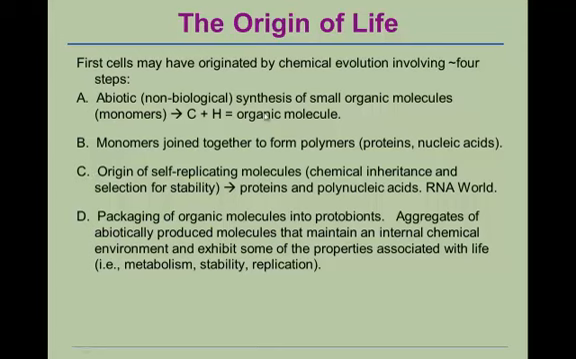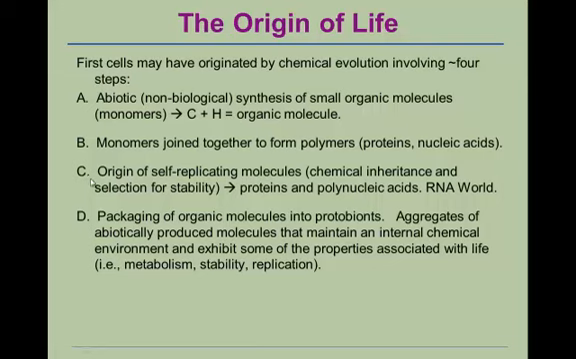Step A says that there was an abiotic synthesis of small organic molecules. So we had to have carbon hooking to something to make organic molecules, and that happened spontaneously. And step B, we had to have monomers joined together to form polymers. Especially proteins and nucleic acids are critical for that first cell and for living things.